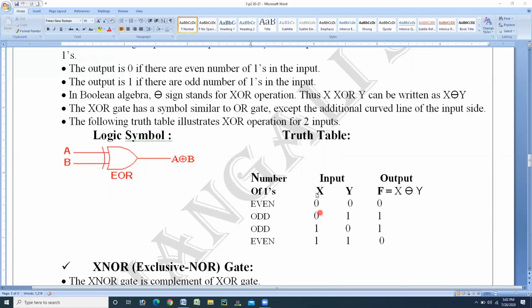That is three columns. One input is X, another input is Y. Then the output is X exclusive OR Y. You can write plus and circle here, the same symbol. We'll get this here. I'll mark that. If you get confused, it is a problem. This is the plus symbol.